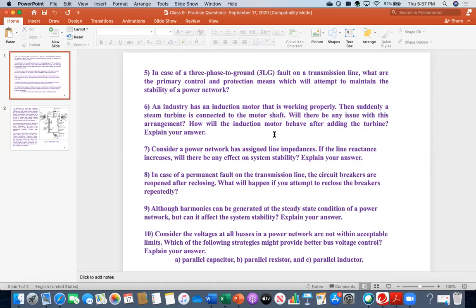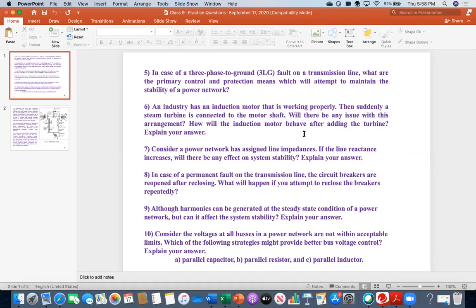I think the motor inertia will be affected. Inertia? Yes, definitely. Because we are connecting an additional source, a steam turbine, the shaft will start rotating faster, right? We are adding an external source. So if the shaft starts rotating faster, then how will the induction motor behave?